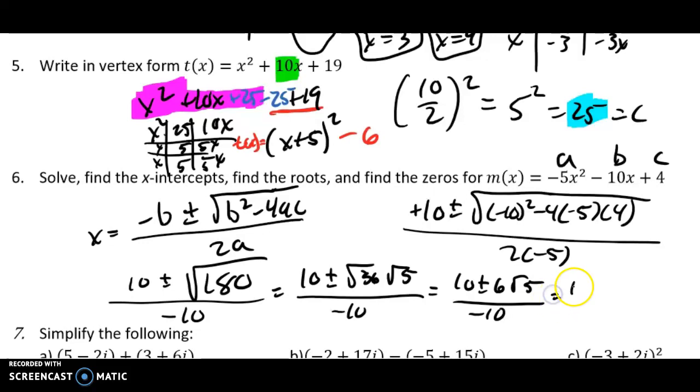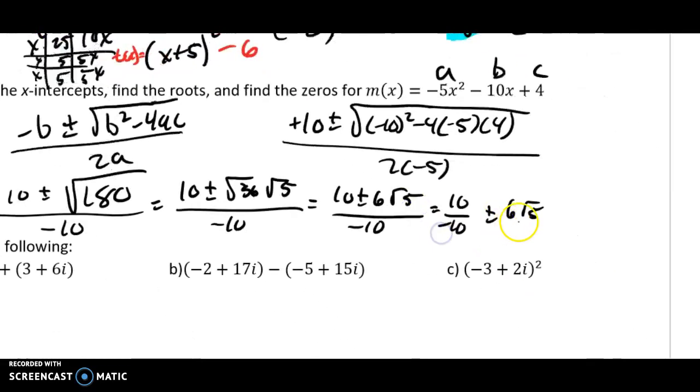Or we could do what the SAT does, and that is break it apart and then reduce. So 10 divided by negative 10 is negative 1. And then this turns into 3/5 root 5. And there we go.